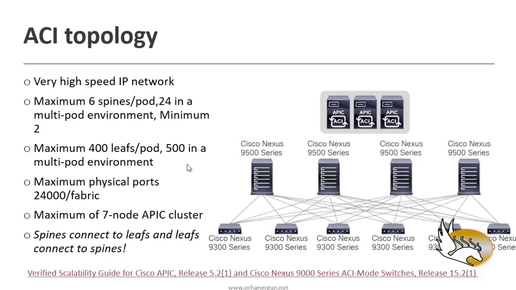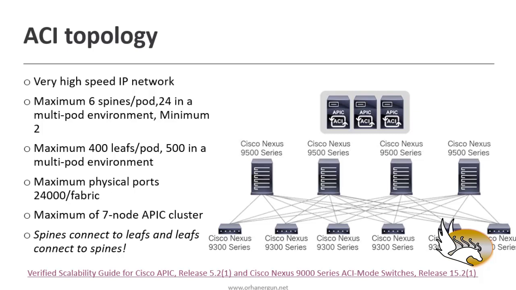And the minimum number of spines is going to be 2, and this is what we have in our topology in the simulator. What about the leaves? Sorry, we can have 400 leaves in one pod. And if we want to combine multiple pods, we can go up to 500 leaves in multiple pods, of course. And the number of physical ports is so interesting. We can have up to 24,000 ports in each fabric, which means almost endless.